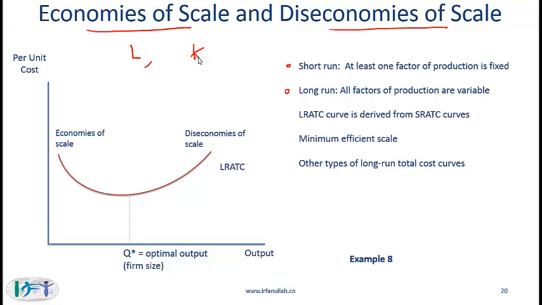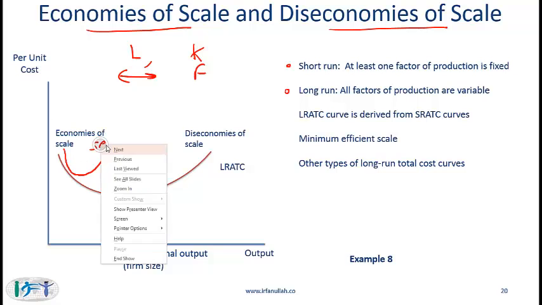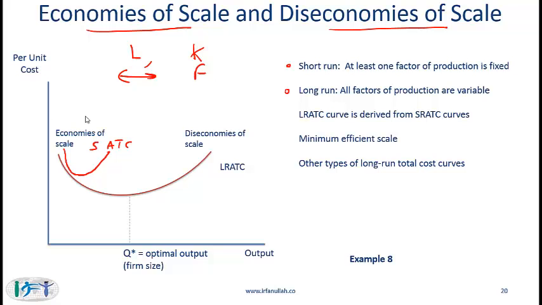If we say that in the short run, labor is variable but capital is fixed, then we will have a certain short run cost curve. We might, for example, have a short run average total cost curve that looks like this. So this is one short run average total cost. Say this is based on having one factory where labor can vary.